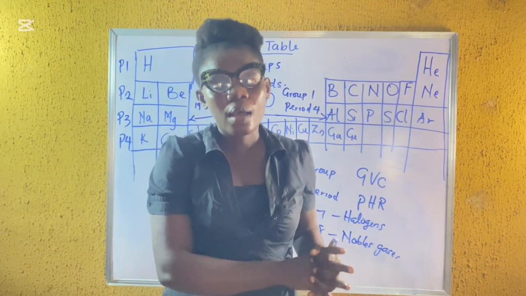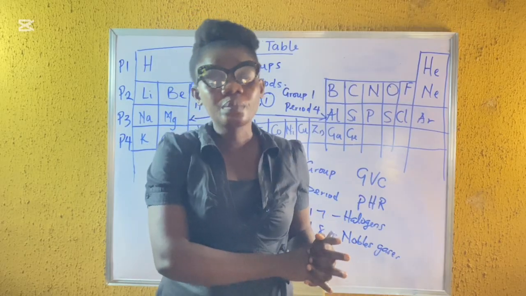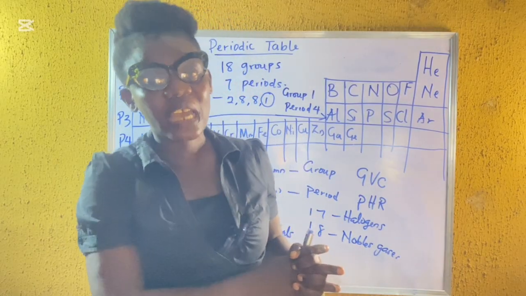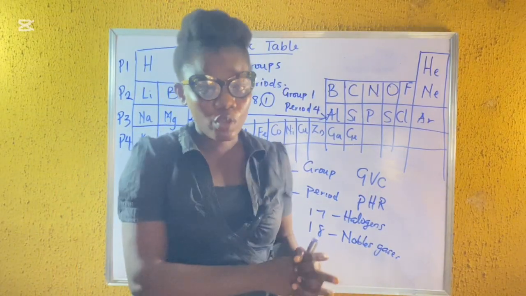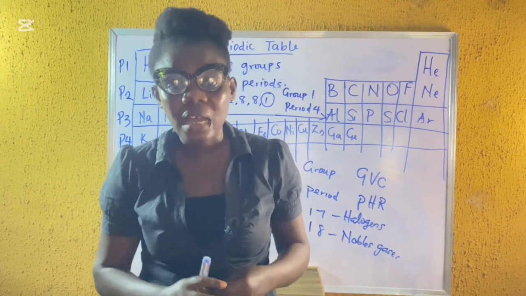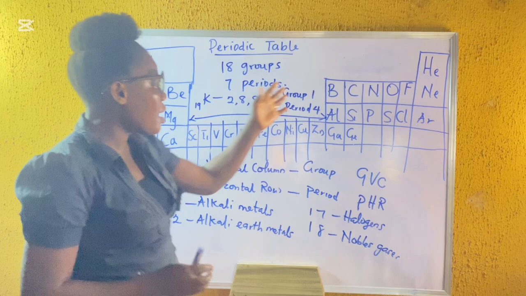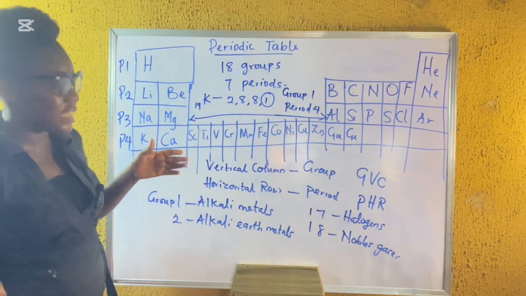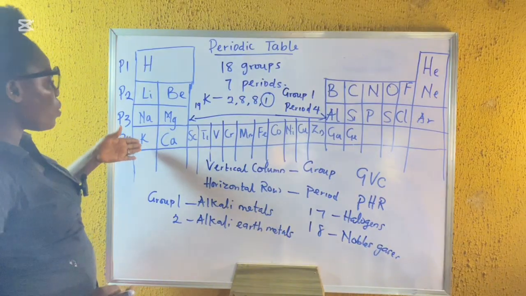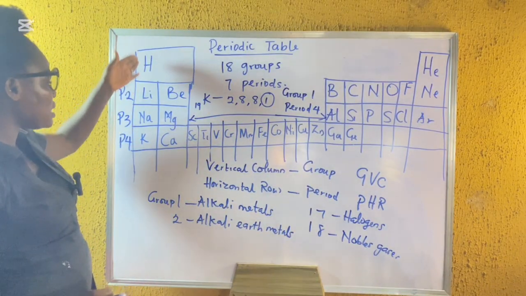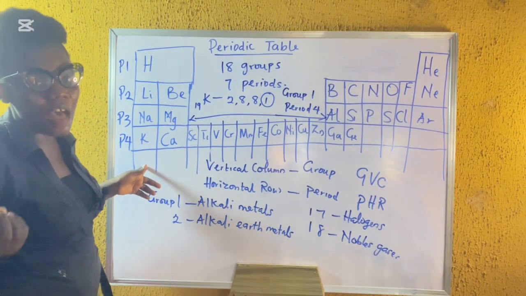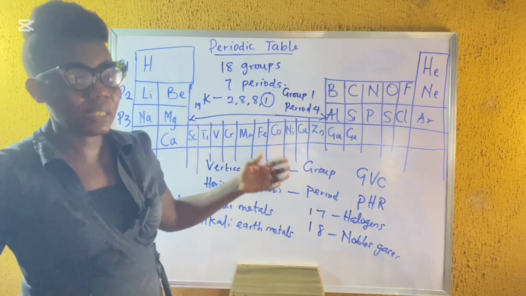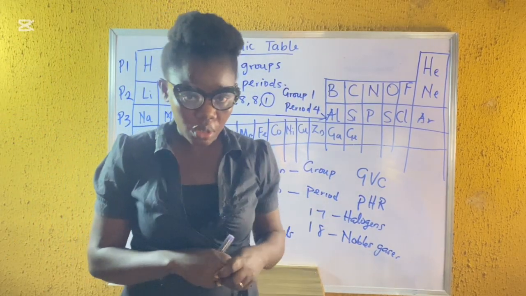There is a law governing the periodic table, and the periodic law states that the chemical and the physical properties of the elements are a periodic function of the atomic number, and that is what I've explained. The chemical properties of these elements are a function of their atomic number. So if I want to say one of the properties of this element is that they have 1 electron in their outermost shell and they can basically lose an electron.